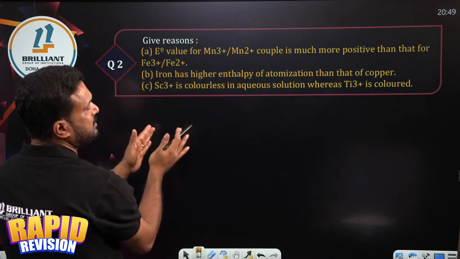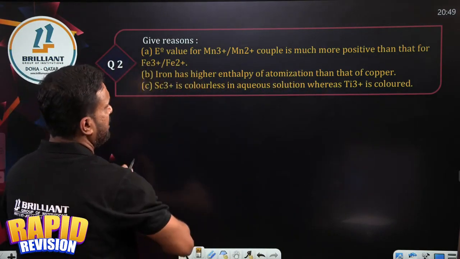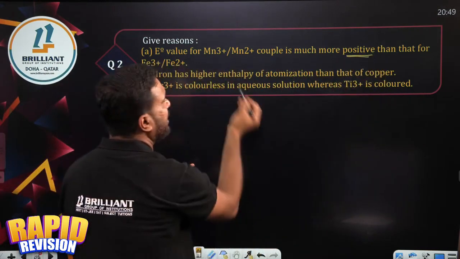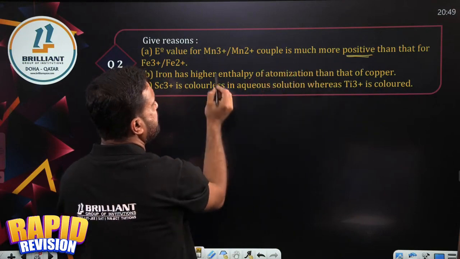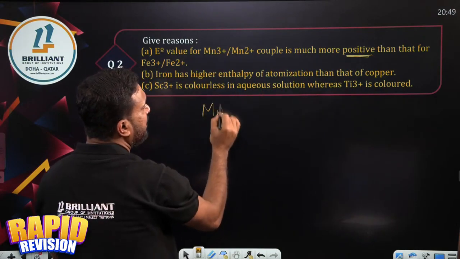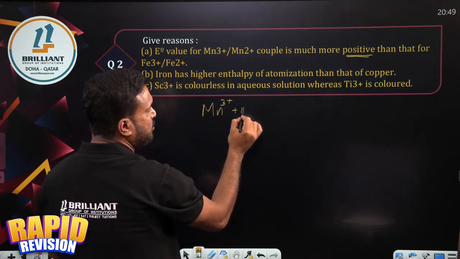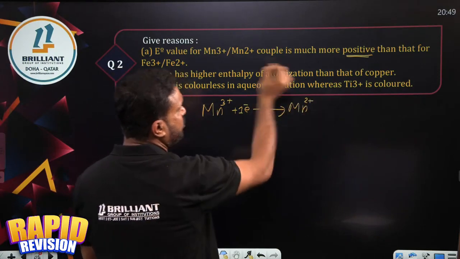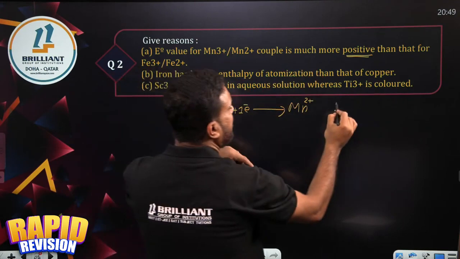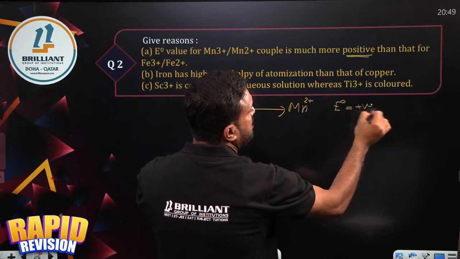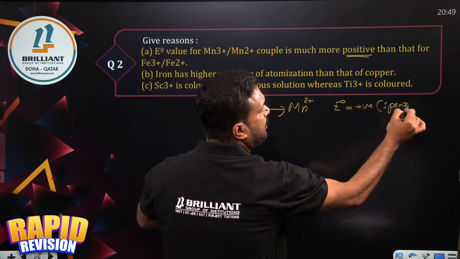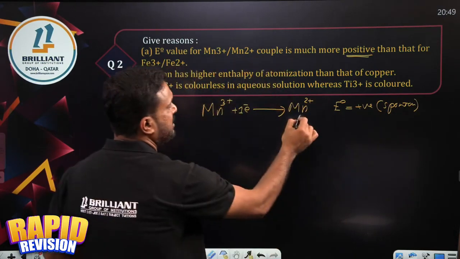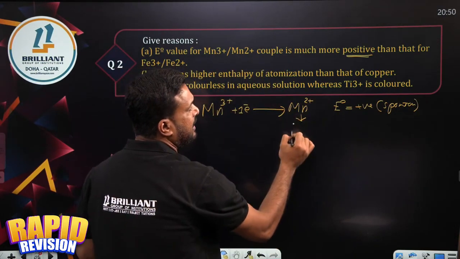It's simple. The logic I will explain first. When they say the E naught value is much more positive, keep in mind it is spontaneous. Spontaneous means Mn3+ will accept one electron and readily convert to Mn2+. That is the question they are asking. Because the E naught value is positive, it is spontaneous, which means this will take place immediately. Why? The reason we know already, that is half-filled d.